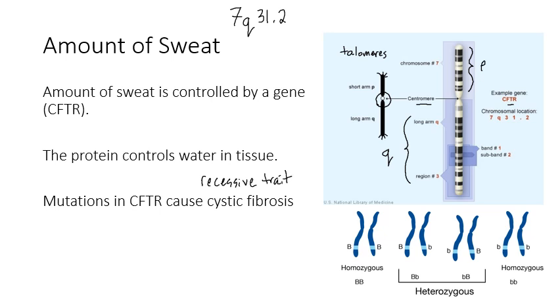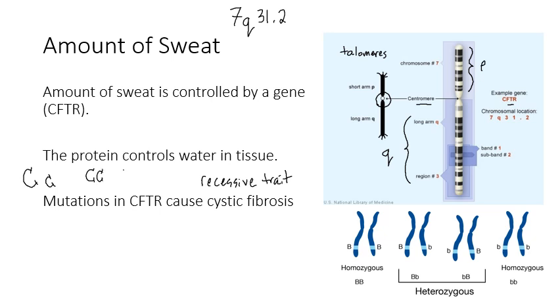In other words, the only way that it is being expressed is when we have, and here we'll use the notation from the gene. So a capital C will represent normal production of water in tissue, and a small c producing an excess of water in tissue. So in the case where we have a capital C, we have the normal production of water in tissue.